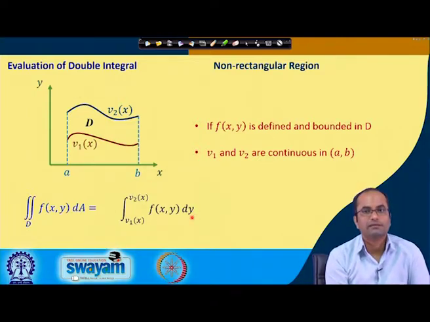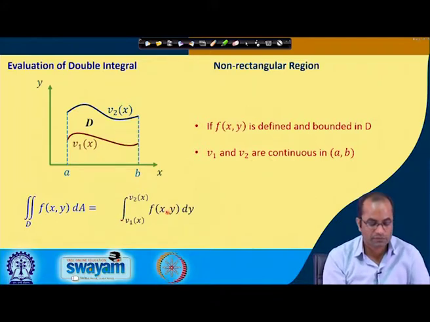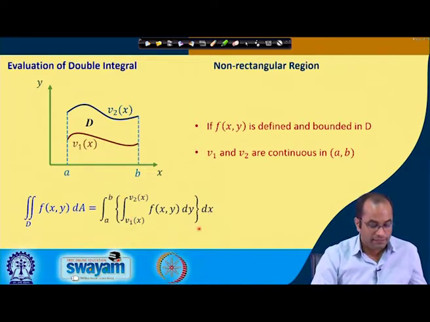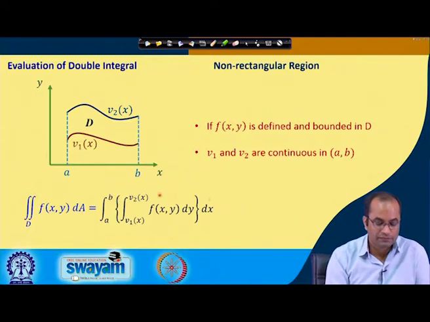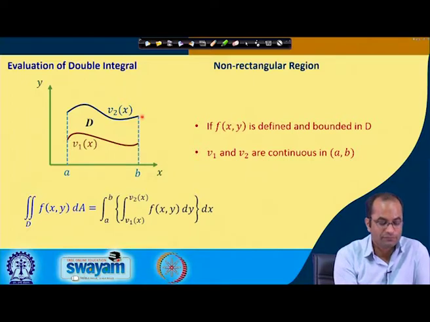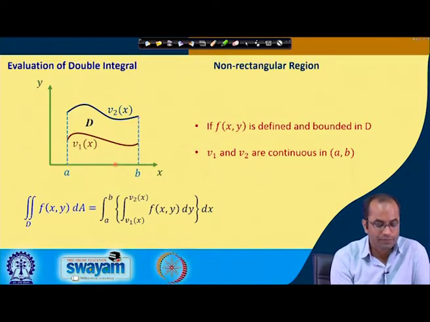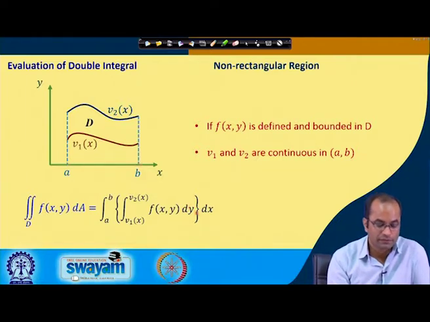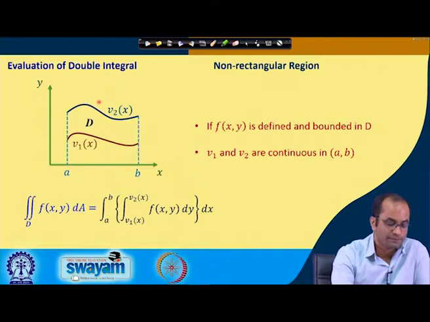So, having this integral first, this is again a single integral because this x we are not touching here, we are integrating with respect to y, and taking the limits from v1(x) to v2(x). And then once we are done with this integral, we will integrate with respect to x. So, for x now the limits are from a to b. So, the x limits are constant here, a to b, but for the inner integral in y the limits depend on x, v1(x) to v2(x).